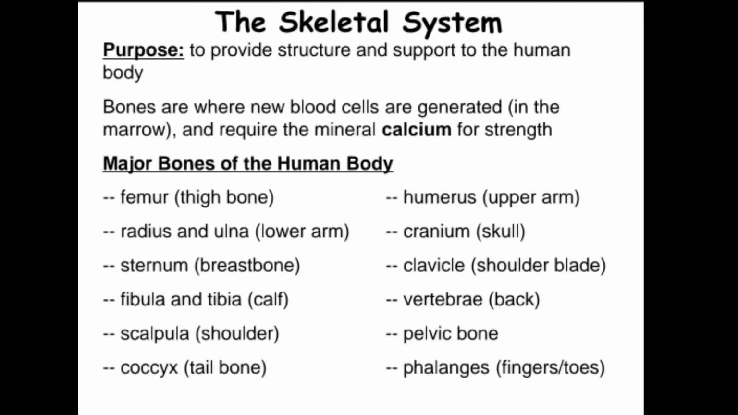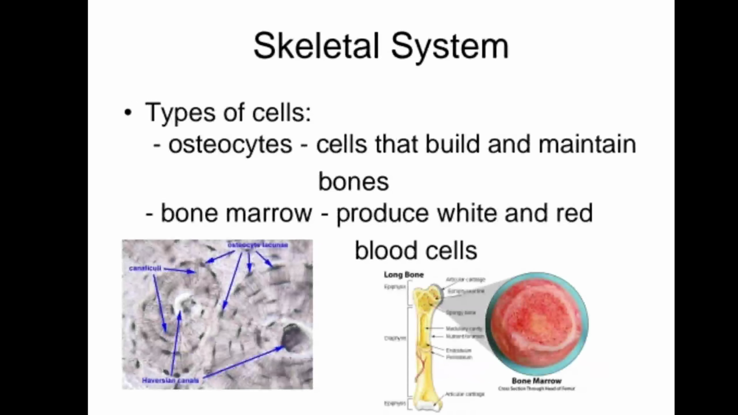The skeletal system. Purpose: to provide structure and support to the human body. Bones are where new blood cells are generated, in the marrow, and require the mineral calcium for strength.